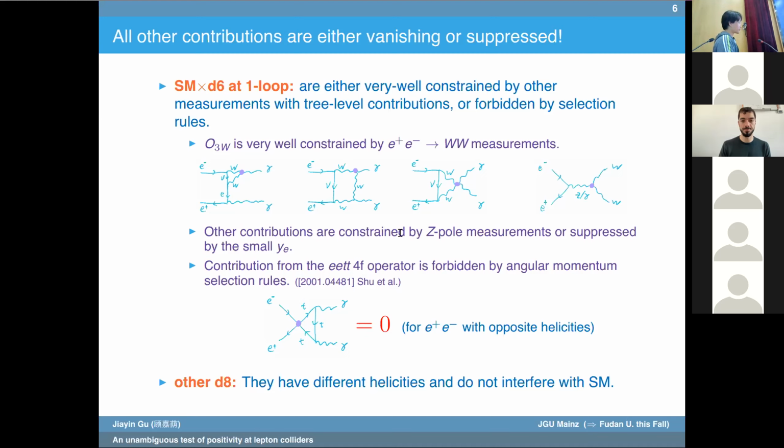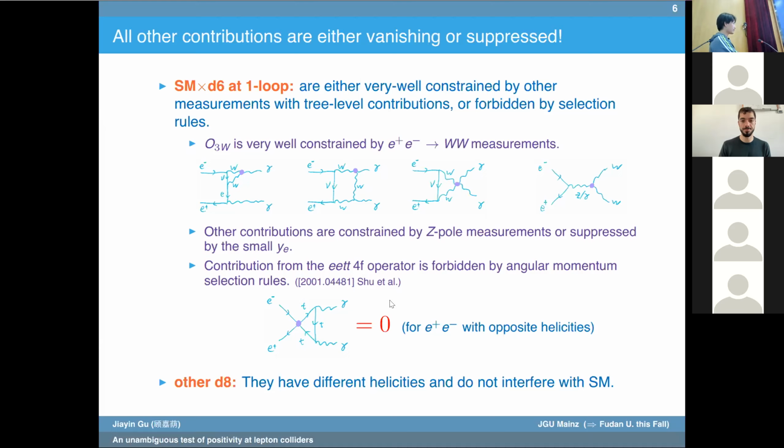So there's one exception, which is the 4 fermion operators of this form, eett, involving 2 tops. Those operators are basically unconstrained if the collider does not run at the top threshold. But it turns out that they are forbidden by some angular momentum selection rules pointed out in this paper here. I think Minglei Xiao gave a talk on this topic yesterday, so I won't repeat his arguments, but it's basically very similar to the Landau-Yang theorem.